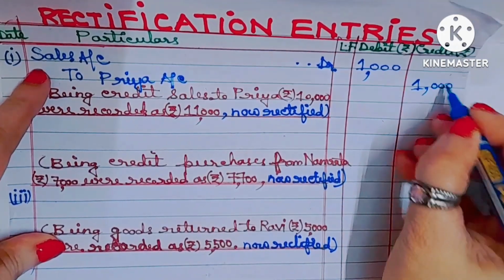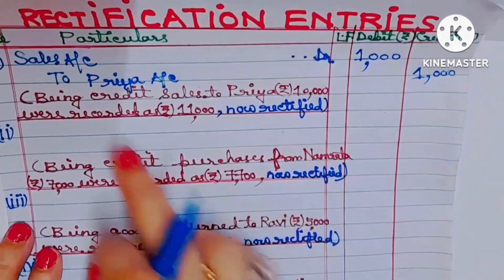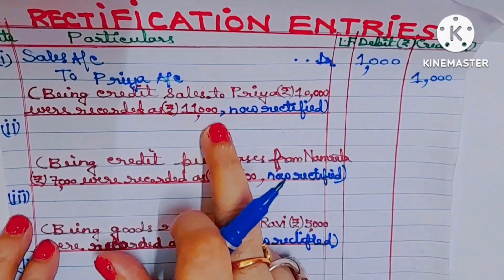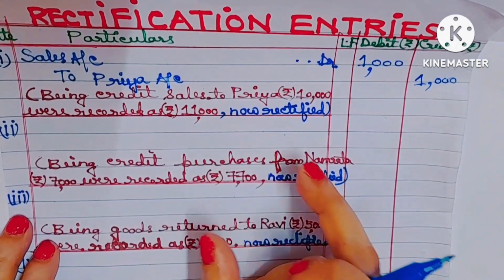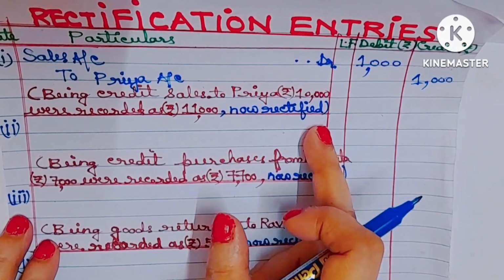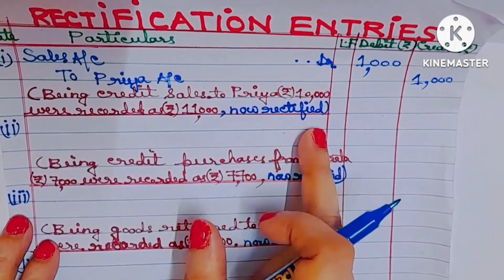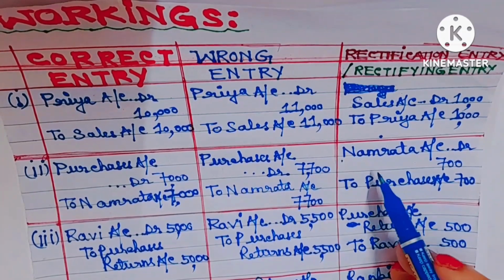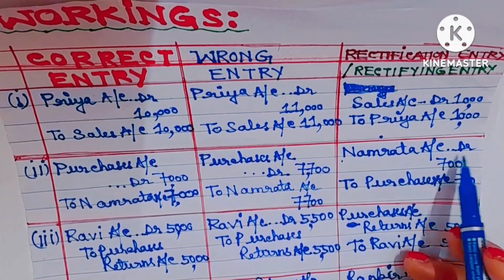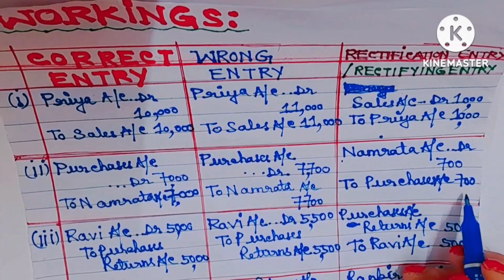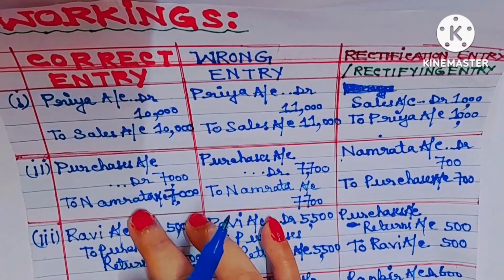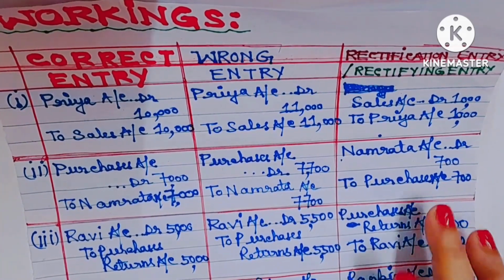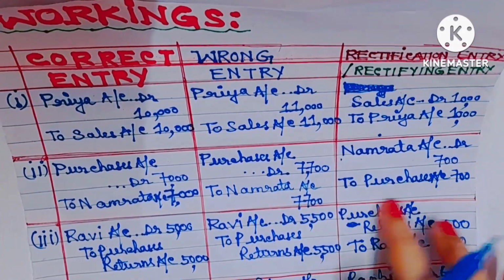Okay, and always you have to write narration. Being credit sales to Priya, rupees 10,000 were recorded as rupees 11,000, comma, now rectified. You've got to add 2 important words: always add now rectified in the end. Okay, now let's see the second rectifying entry. See, the second rectifying entry is Namrata account debit 700 to purchases account 700. Don't look at the correct entry, don't look at the wrong entry, only copy the rectifying entry.